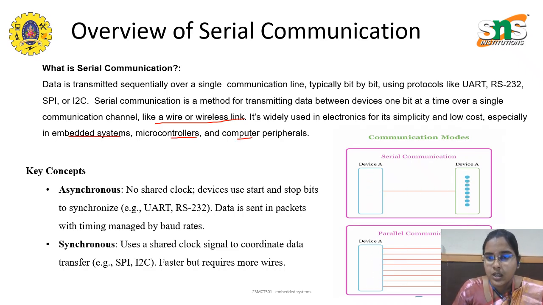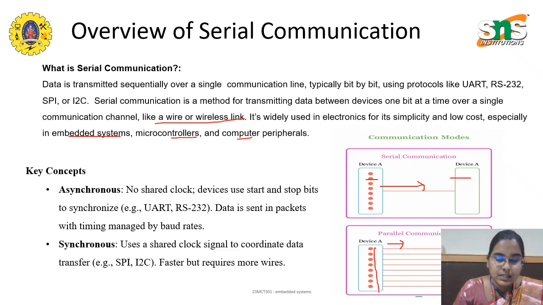Now you can see the two types of communication modes, where I have device A and device B. In serial communication the data is transmitted serially, one by one. Here the data is parallel, so at a time all the data will be transmitted, while in serial communication it will be transmitted one by one.